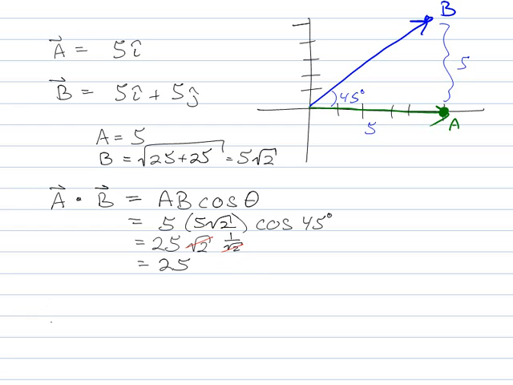Now let's see if we get it doing it the other way. So now we're going to multiply corresponding elements. So 5 times 5 is 25. Remember, this is 0 times 5 is 0, and then the k components are also 0. So we get 25. So you get the same thing both ways.